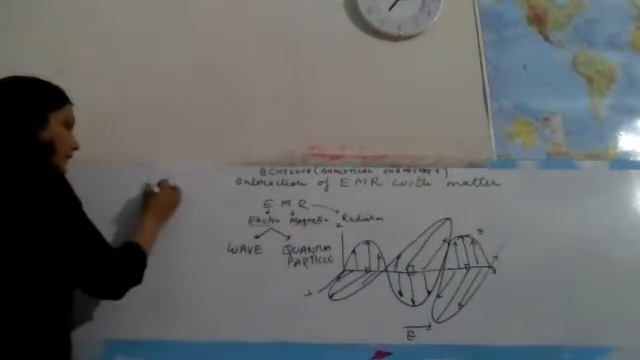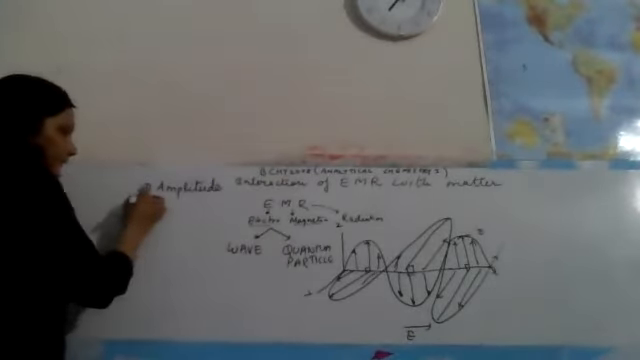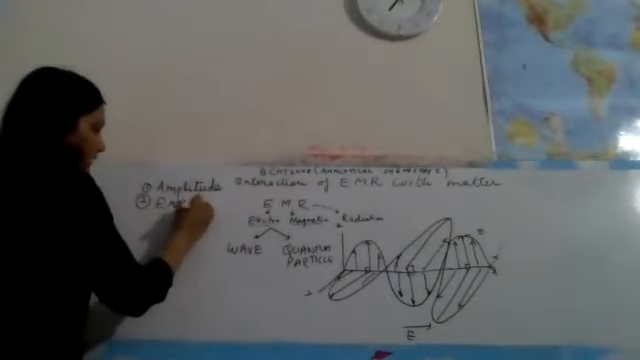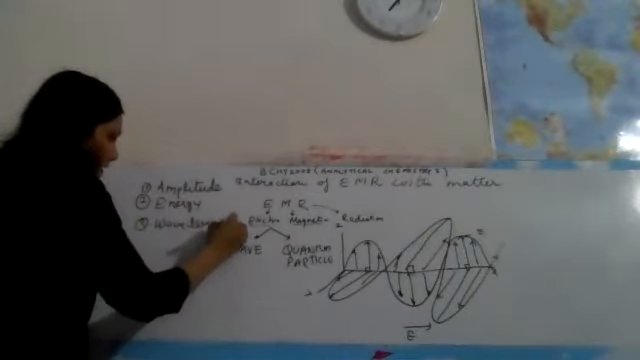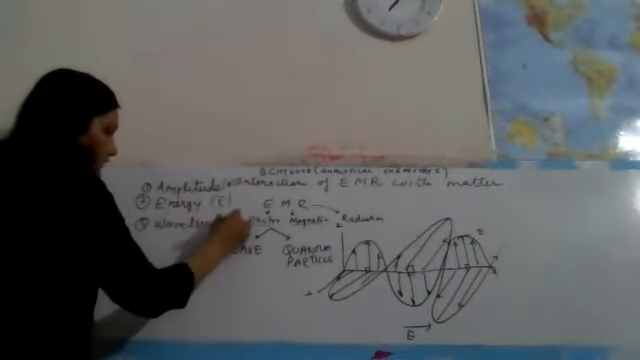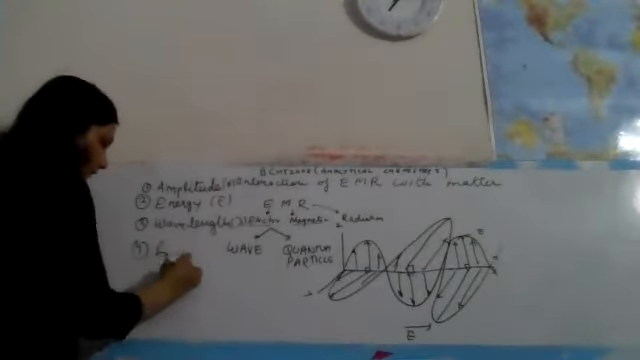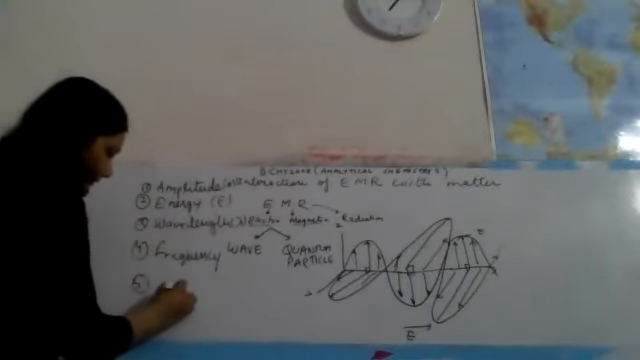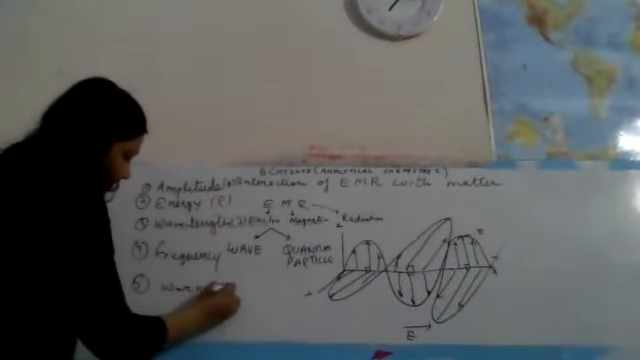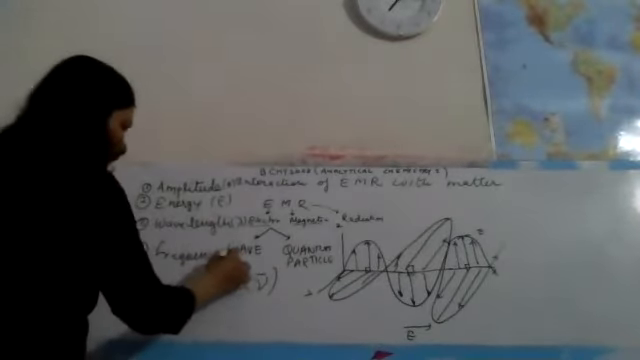The properties are amplitude, second is energy, third is wavelength, denoted by lambda. Fourth is frequency, and fifth is wave number. Wave number is denoted by mu bar, frequency is denoted by mu, right? Now we will discuss all the properties.